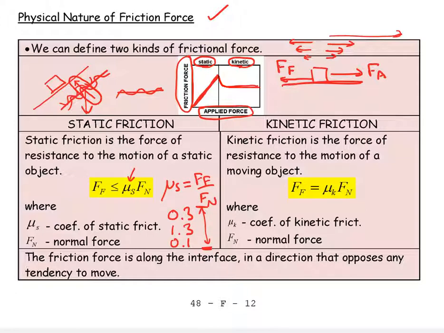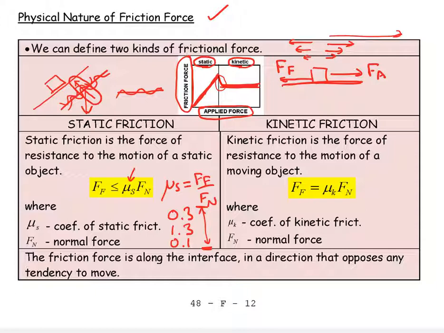If I look at the second part, the right-hand side of this graph, I'm on the kinetic friction side. We say the kinetic friction is the force of resistance to the motion of a moving object, and we say the force of friction is equal to mu k times Fn. There's no less than or equal to because this is a constant value. We don't worry about this little bit here where it's falling. And again, the coefficient of friction is well known. They're in engineering handbooks, and you can look them up. And it's dimensionless again.